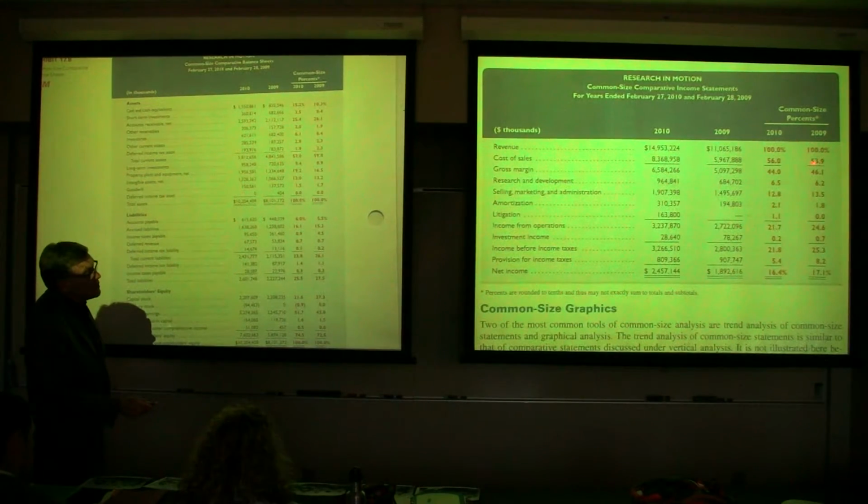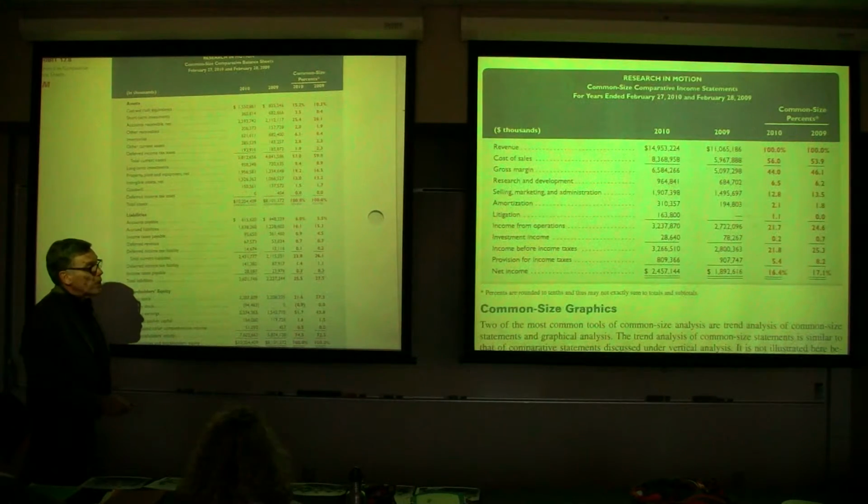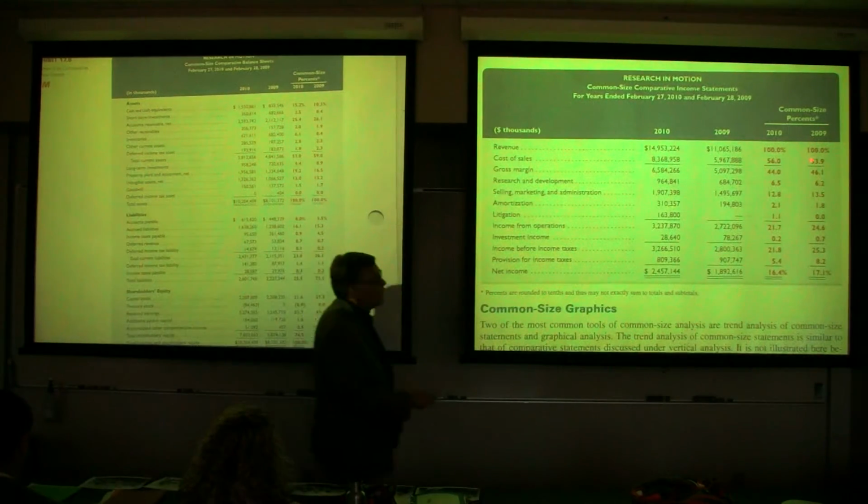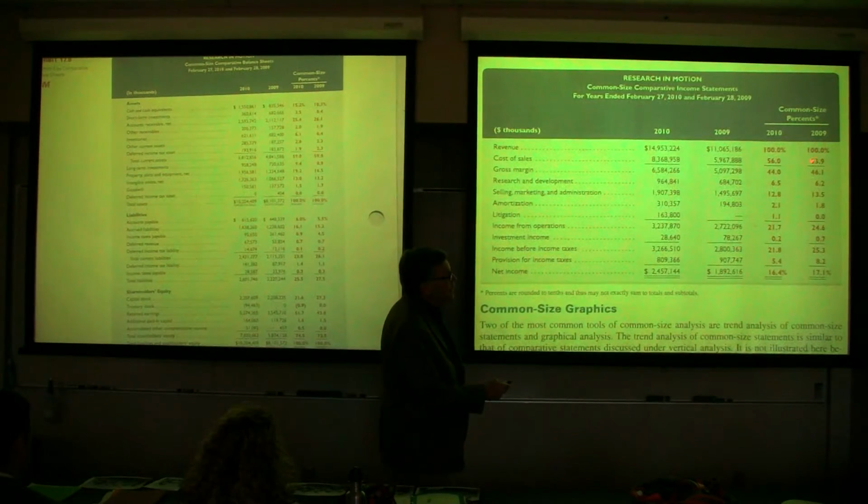And so what happens is cost of sales, cost of goods sold, was 53.9 in 2009, and then it went up as a portion of revenue to 56 in 2010. That means that you're not as efficient in buying. And that would have been hard to tell just looking at the raw numbers. So expenses went up as a portion of revenue, and of course when the expenses go up, your gross margin will go down. Of course, this is cost of goods sold, which is an expense.